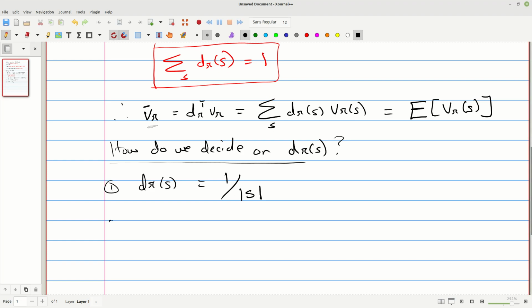But another way we could do that is to say d pi satisfies a stationary distribution as follows. It would be d pi transpose P pi equals d pi. So it satisfies a stationary distribution with the following property, and this here, P pi, would be the state transition probability matrix.